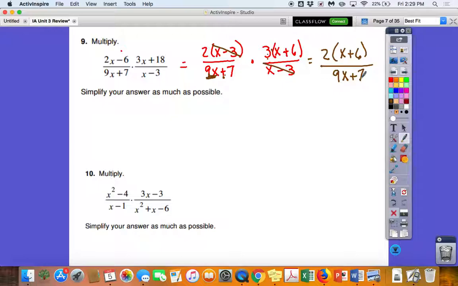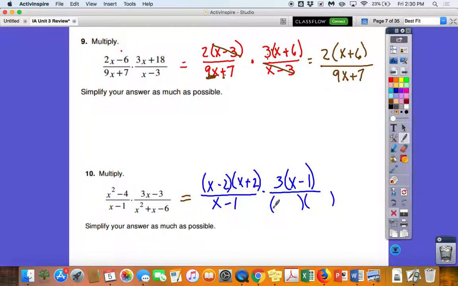So that's my answer. Okay, if I come down to this one, again, first line of defense is always, always, always factor first. So I've got x squared minus 4 is x minus 2, x plus 2. All right, can't do anything with x minus 1. All right, scoot over. 3 is in common. That's going to be x minus 1. And then I've got a trinomial, so what two numbers multiply to 6 and subtract to give me 1? That would be 3 and 2. Signs are different. The big one is plus. So 3 gets the plus, 2 gets the minus.